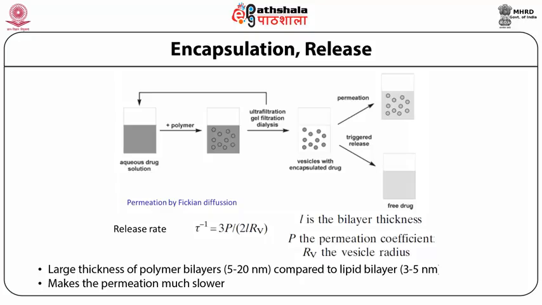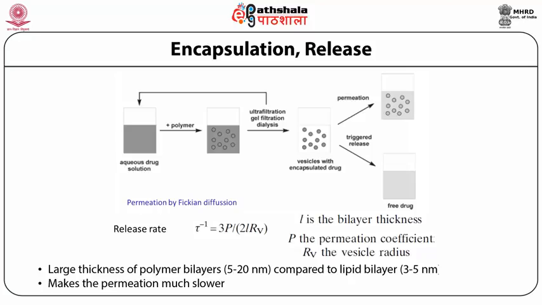That can be burst release or sustained release. But what happens is that there are always drugs which leach out from the vesicle. That is called permeation by Fickian diffusion. The release rate can be given in relation to the permeation coefficient, the bilayer thickness, and the vesicle radius. So this is very important.